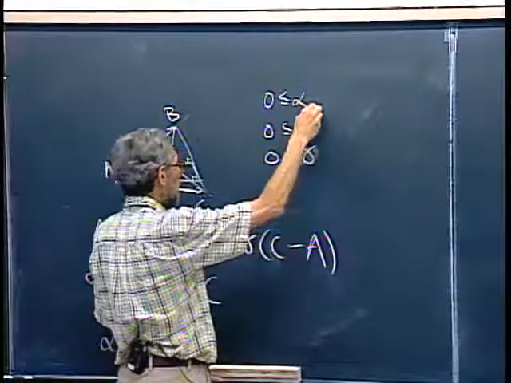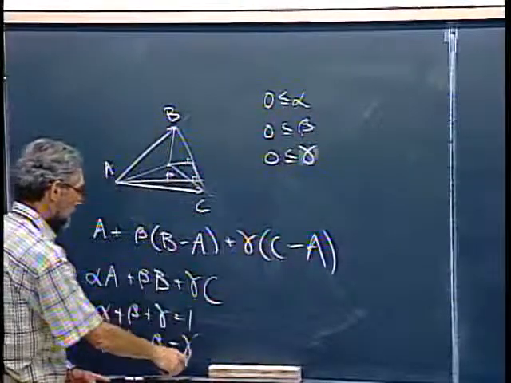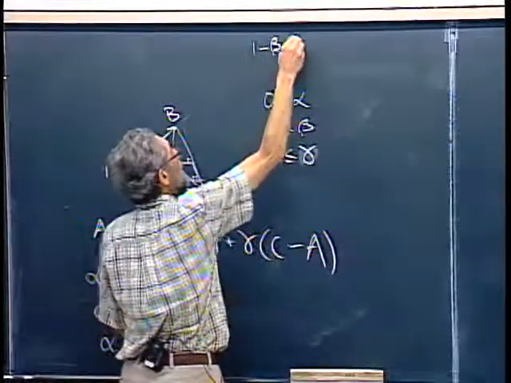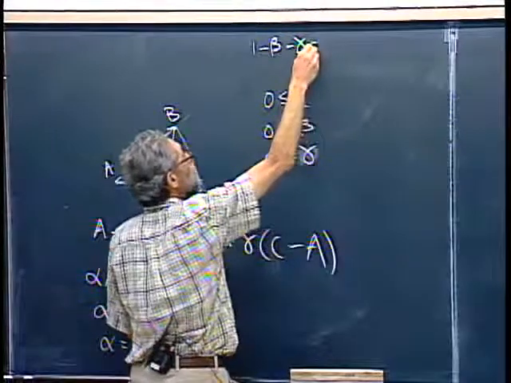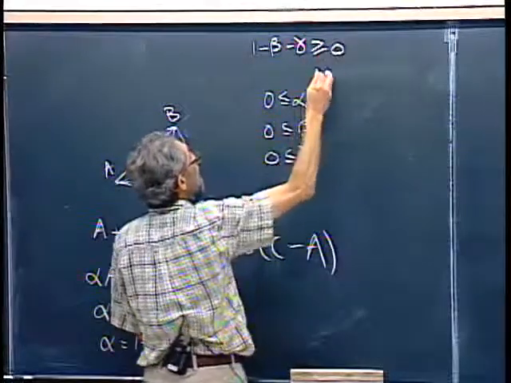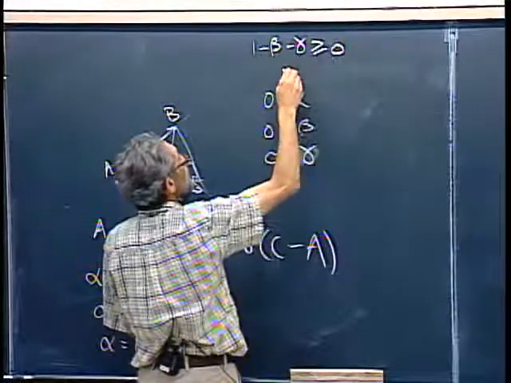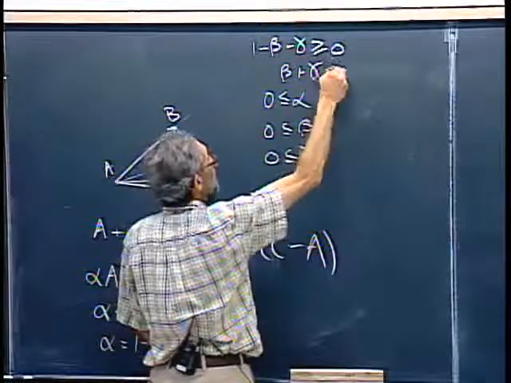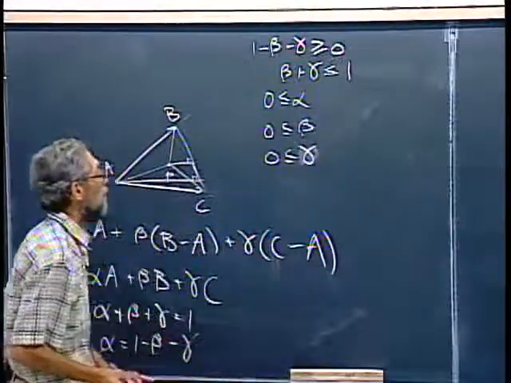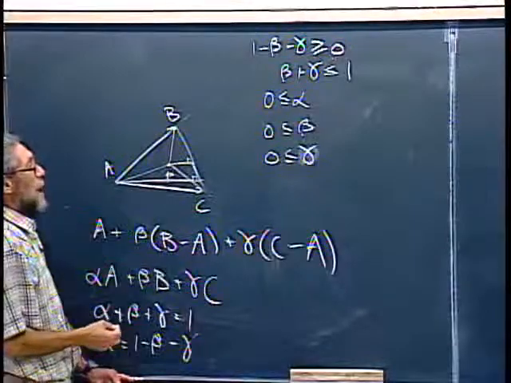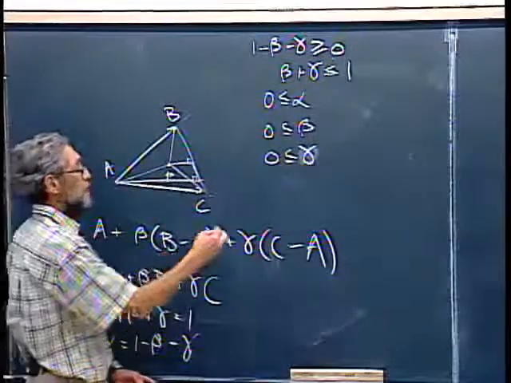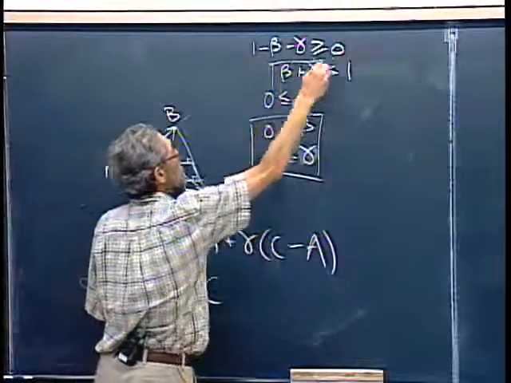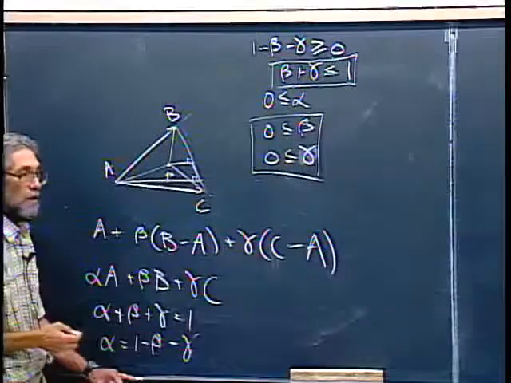And this condition, if alpha equals 1 minus beta minus gamma, that says 1 minus beta minus gamma is, I guess I should just say, greater than or equal to 0. That means, if I bring these to the other side, beta plus gamma is less than or equal to 1. So in terms of beta and gamma only, in terms of this representation, we have these three conditions. Beta and gamma are non-negative, and they add up to some number less than 1.